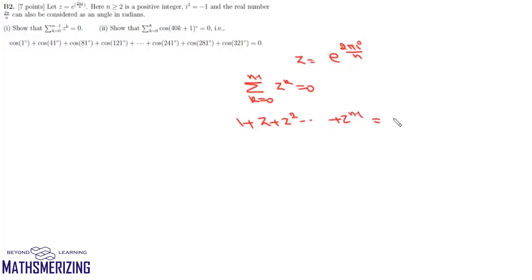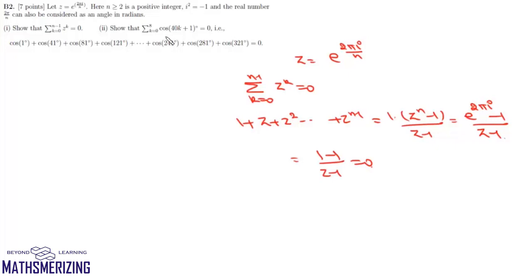Now it is nothing but a GP, and we know that sum of GP is a into r to the power n minus 1 upon r minus 1. Now here, what is the value of z to the power n? Z to the power n in this case is e to the power 2 iota pi, so the sum is z to the power n minus 1 upon z minus 1. Now what is e to the power 2 pi iota? It will be cos 2 pi plus iota sine 2 pi, and cos 2 pi is 1 and sine 2 pi is 0. So it will be 1 minus 1 upon z minus 1, which is 0. So we have proved that this summation will be simply 0.